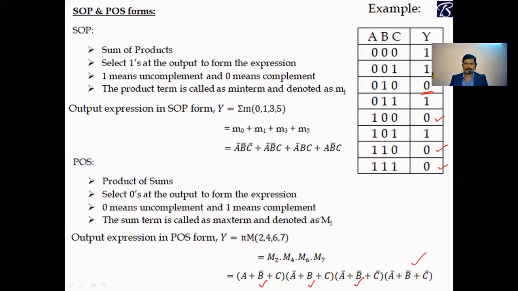As a conclusion, this output expression can be written in the SOP as well as POS form. SOP form y equal to this one, and POS y equal to this one. So when you write the expression for y in SOP, consider ones and write min terms. Writing in POS form, consider zeros and write max terms.